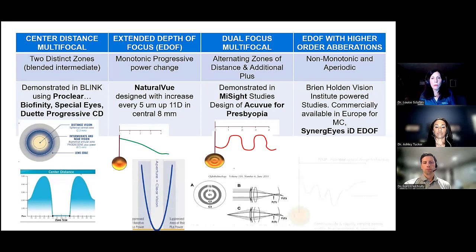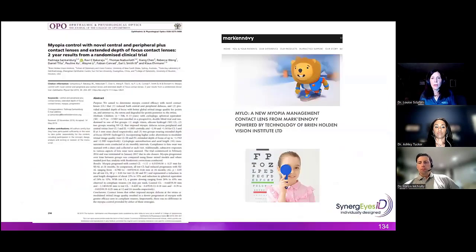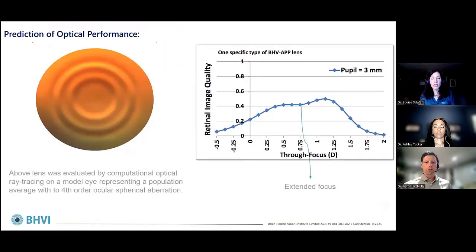As you can see, their power profile compared to the extended depth of focus by Brian Holden is very much different. There are some articles out there, and in the chat room there are links to some of these articles about myopia management with these lenses. In Europe, the Milo lens is the soft version using these optics, and it is approved for myopia management in Europe, and it's very successful.